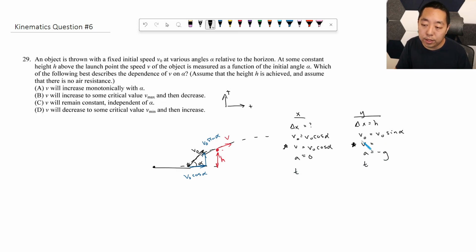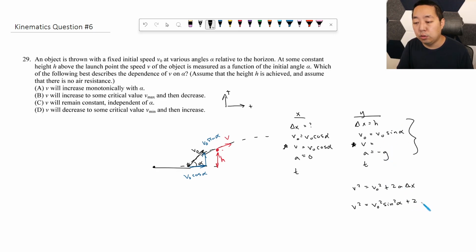Now in this one, because I want this guy, I'm going to pick the equation that relates these four variables, right? The thing that I'm looking for and the quantities that I listed or described in the problem here. So I'm going to use this equation because this is the one equation that relates those four variables. So v squared is going to be v0 squared sine squared alpha, I'm just squaring v0, plus 2 times negative g times h, because the acceleration was negative g there. So that's v0 squared sine squared alpha minus 2gh.